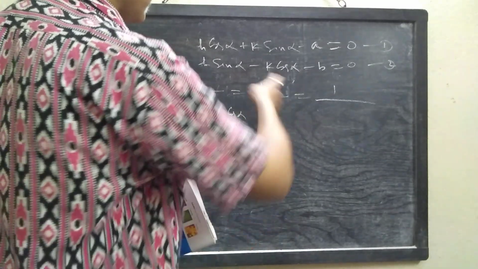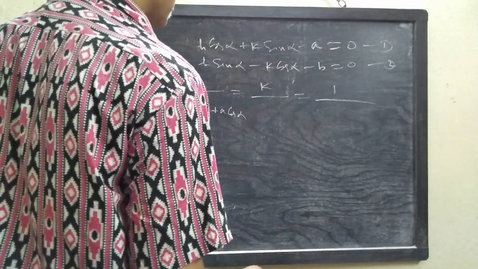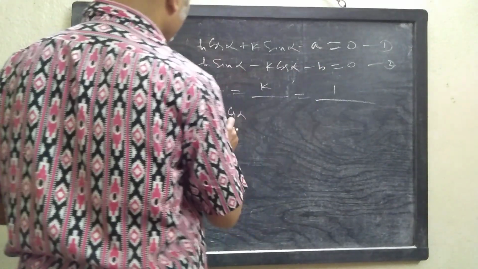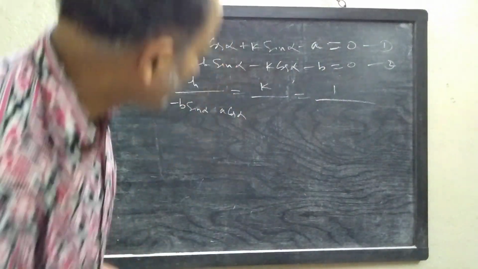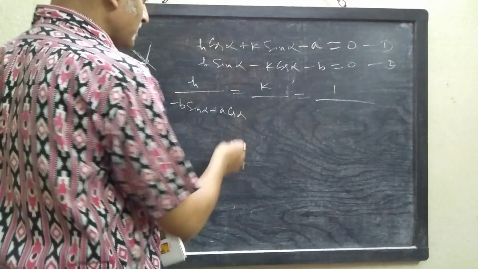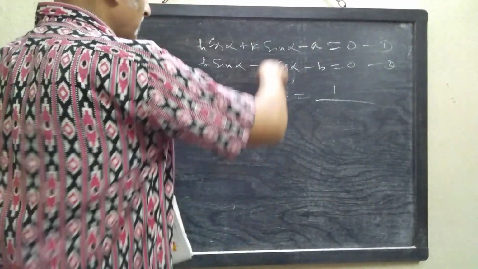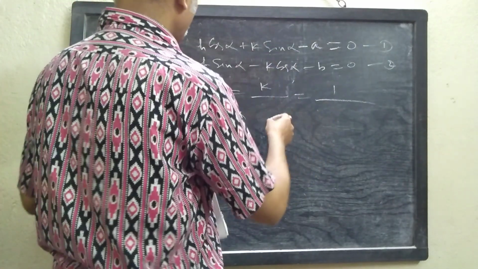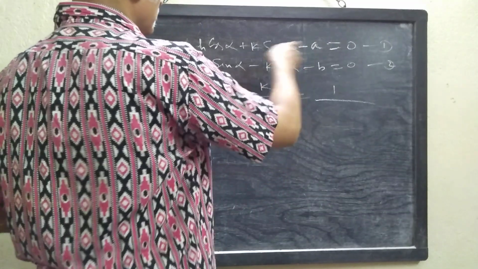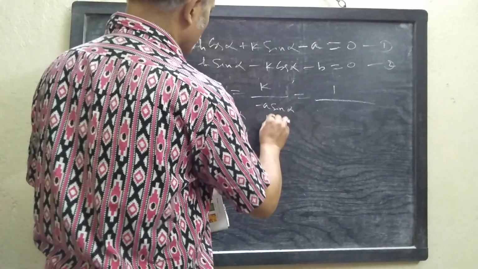Minus b sin alpha plus minus a cos alpha, because this is minus, this is minus plus, so this will be minus. Then k, this will be minus a sin alpha plus b cos alpha.